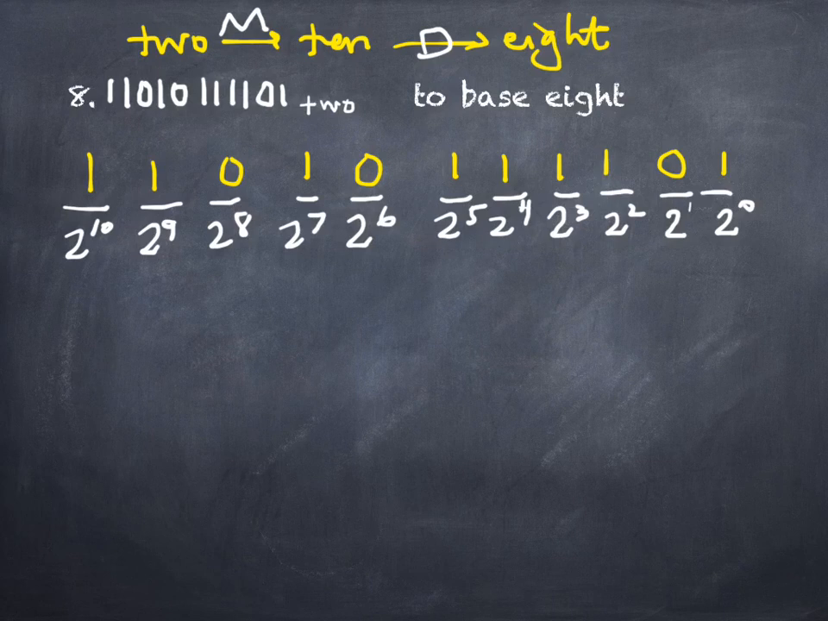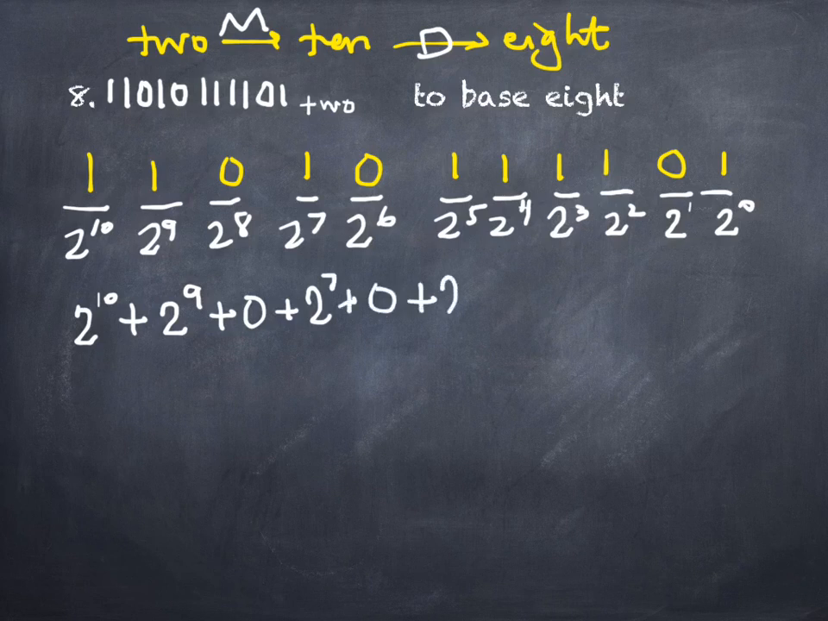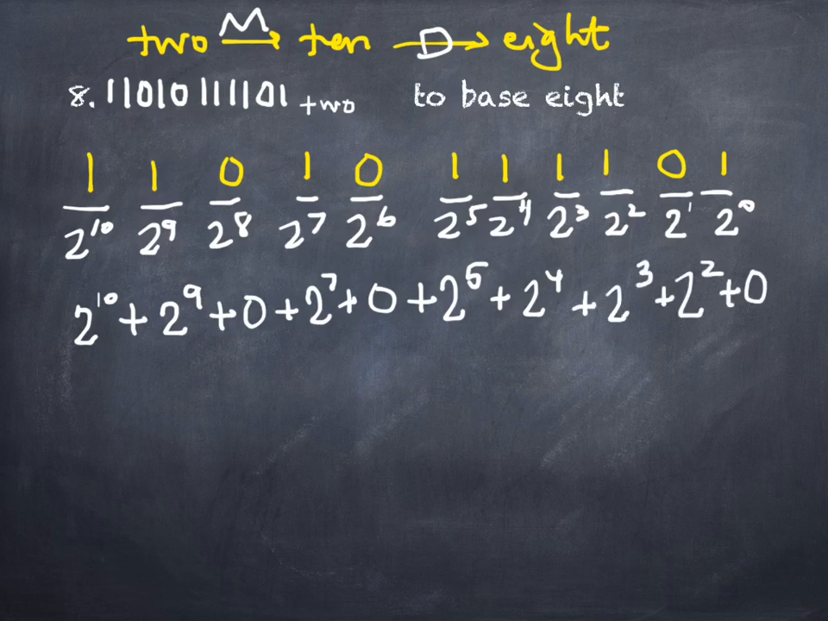by 1 or 0, you either get the value you're working with, right? 1 times 2 to the 10th is just 2 to the 10th. Or you get 0, right? Because like 0 times 2 to the 8th, that's just 0. So everything I get is actually either a power of 2 or nothing. So this is 2 to the 10th, plus 2 to the 9th, plus 0, plus 2 to the 7th, plus 0, plus 2 to the 5th, plus 2 to the 4th, 2 cubed, 2 squared, 0, and 2 to the 0, which is 1.